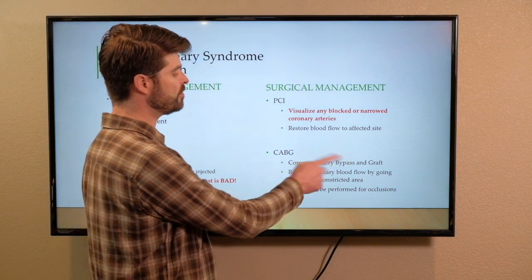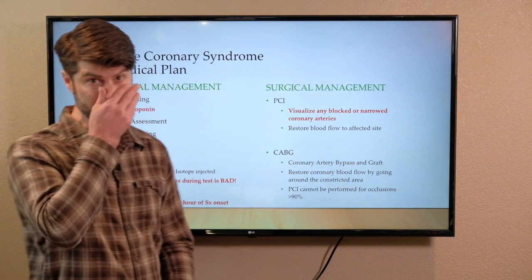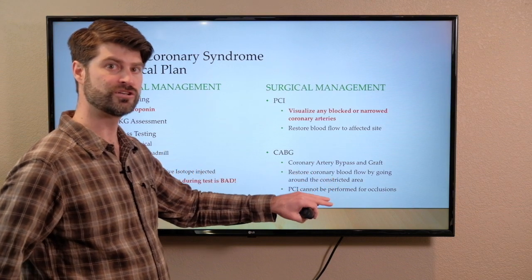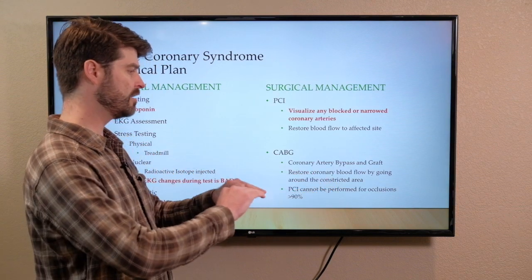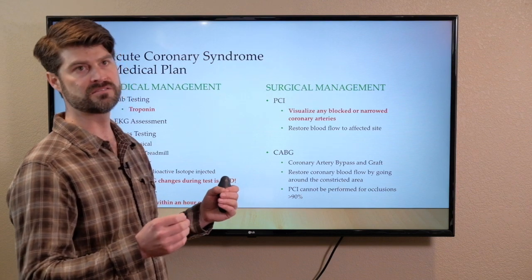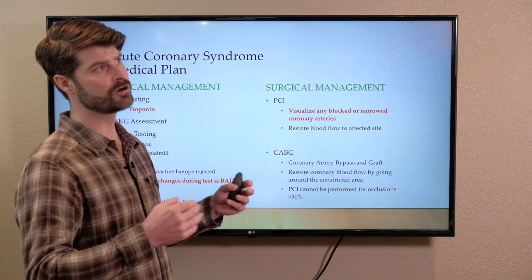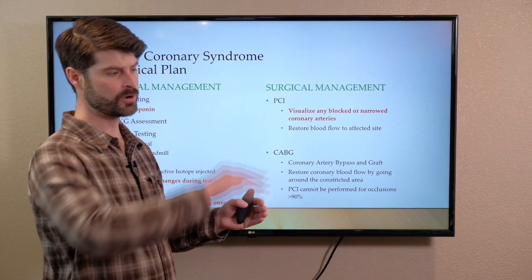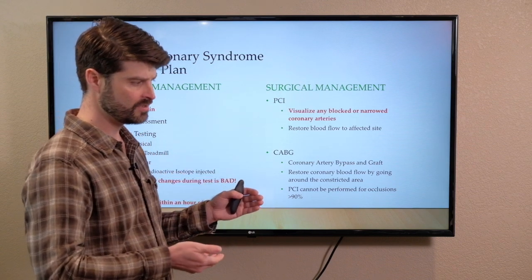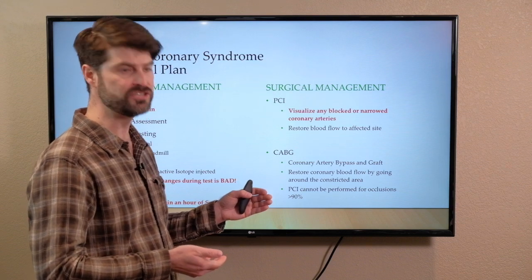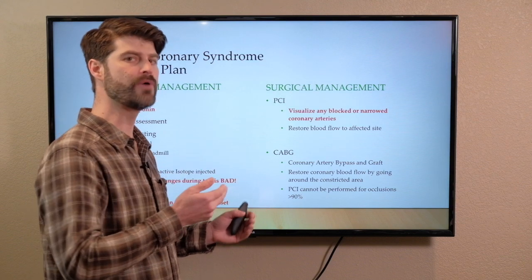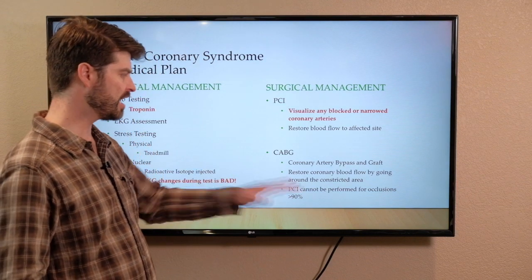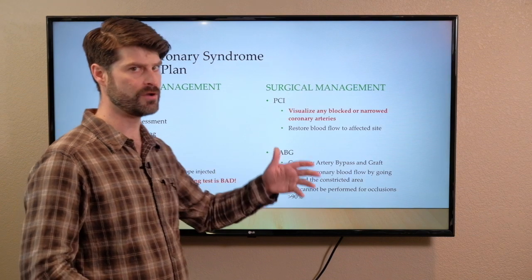So CABG is a coronary artery bypass graft. This is where we're going to restore blood flow to a section of cardiac tissue by transplanting a piece of artery from another part of the body to bypass the area of occlusion. It's almost like a detour for the blood supply around the area of damage. And we only do this when PCI can't restore blood flow.